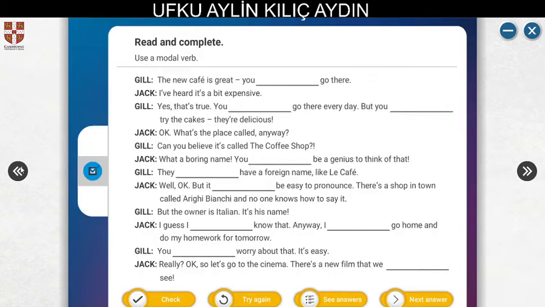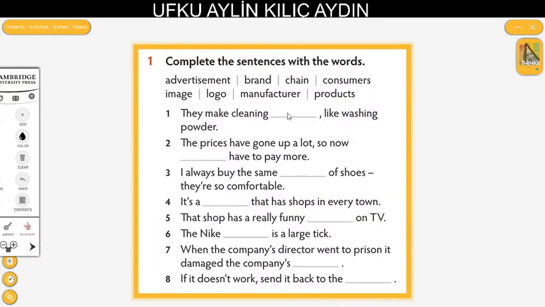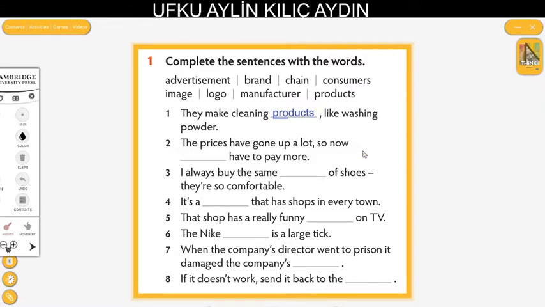Oh, it is mixed. So let's do it like this. Let's zoom in. Products. They make cleaning products like washing powder. The prices have gone up a lot, so now consumers have to pay more.